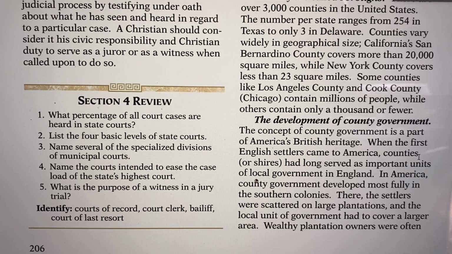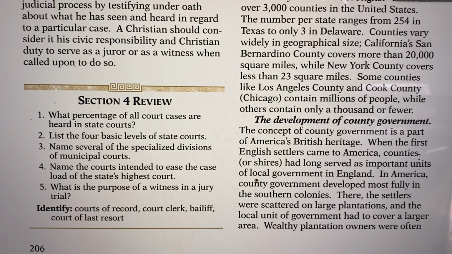Let's go on to number 3. List several of the specific divisions of the municipal courts. Well, municipal courts will have things like traffic courts, domestic courts, small claims, probate courts, juvenile courts. All those are on the bottom. Name the courts intended to ease the caseload of the state's highest court. Those are the state's courts of appeals. I think I said that already. Those are the courts that review the trial cases before they go to the Supreme Court.